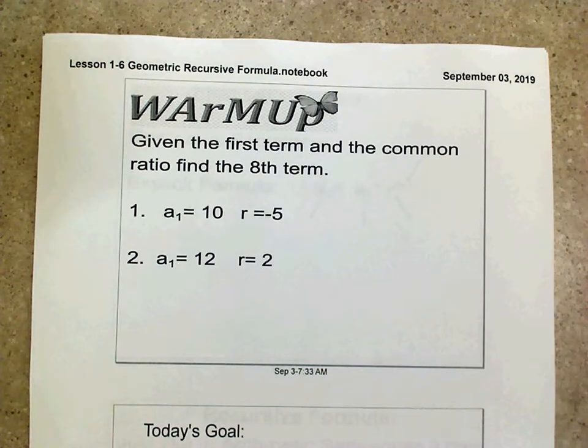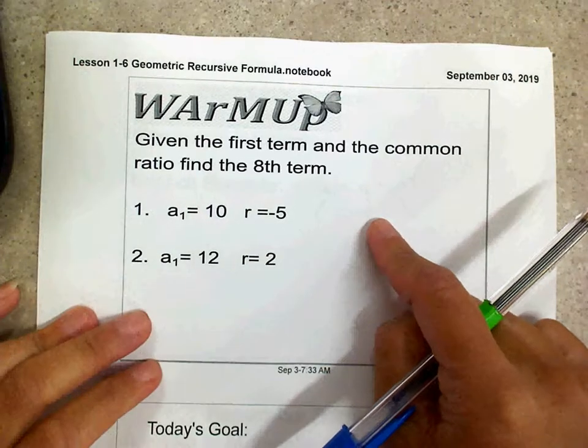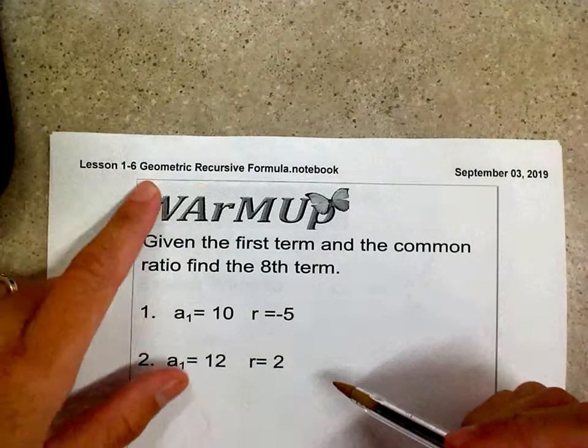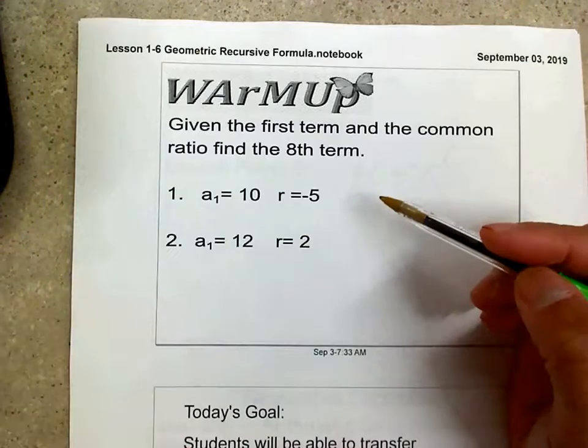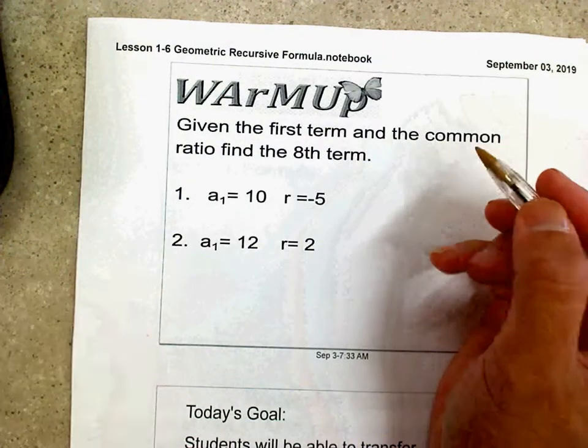I'm going to go pretty fast, but make sure you pause as you need on your computer screen. This is 1.6 geometric recursive formula. Your warm-up for today: given the first term and the common ratio, find the eighth term.